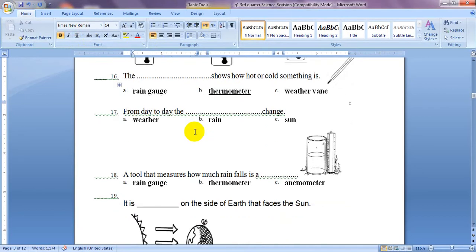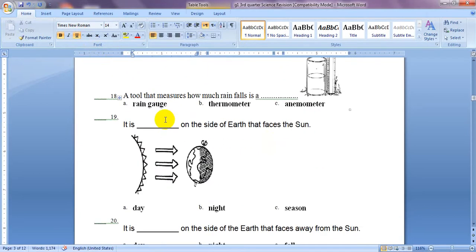Number 17. From day to day, the weather changes. What changes from one day to another? Is it the weather, rain, or sun? Of course, it is weather. The weather changes from one day to another, and it even could change in the same day.